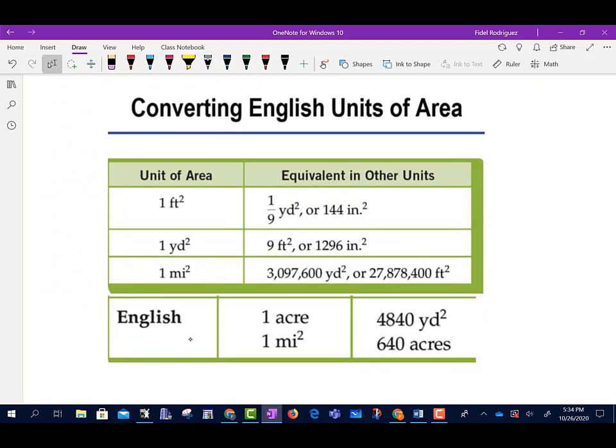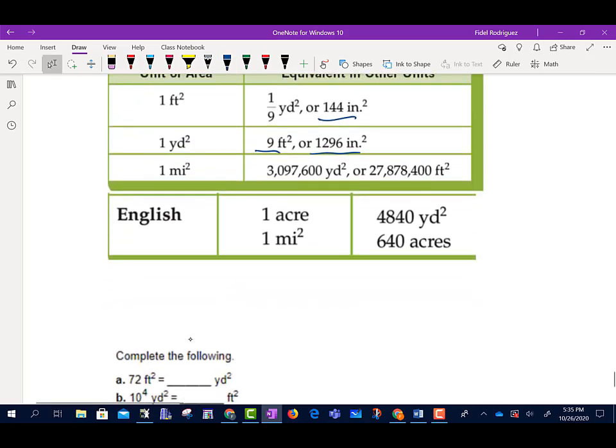All right. So now we're going to talk a little bit about converting English units of area. So one square foot is the same thing as 1/9 of a square yard, or 144 inches squared. 1 square yard is 9 square feet, or 1,296 inches squared. 1 mile squared is the same thing as 3,097,600 yards squared, or 27,878,400 feet squared. Sorry.